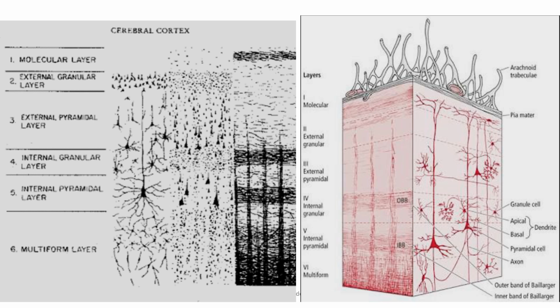Here we can see the layers again on the diagram on both sides. The first layer is called molecular, second layer is called external granular, third layer is called external pyramidal, fourth layer is called internal granular, fifth layer is called internal pyramidal, and the last one, sixth layer, is called multiform layer.